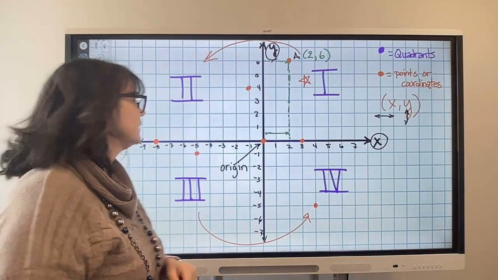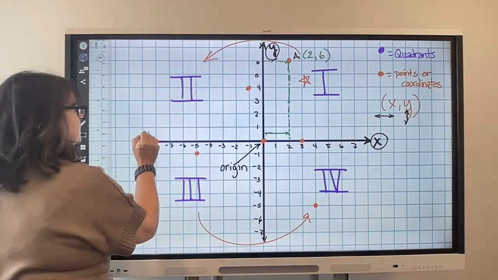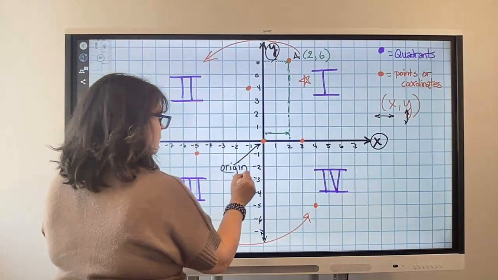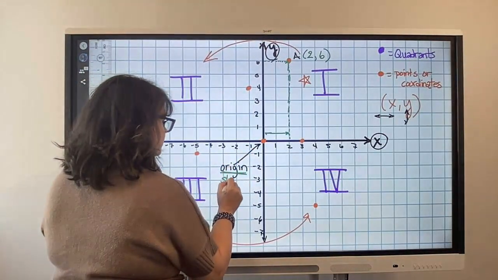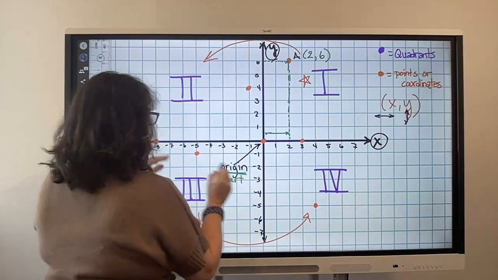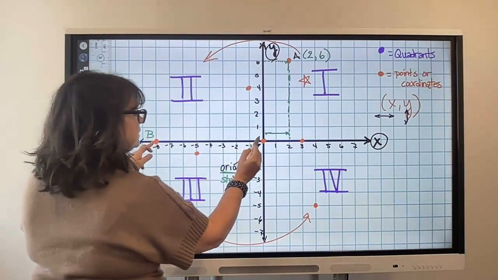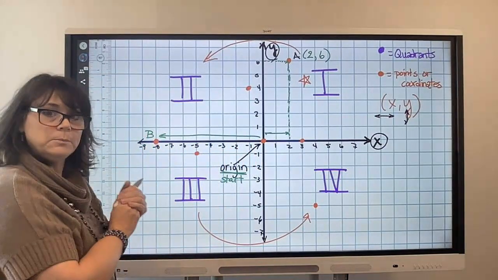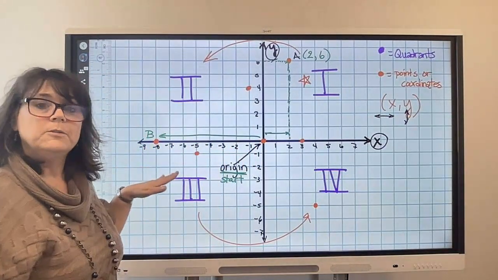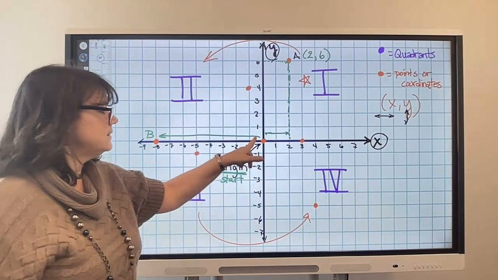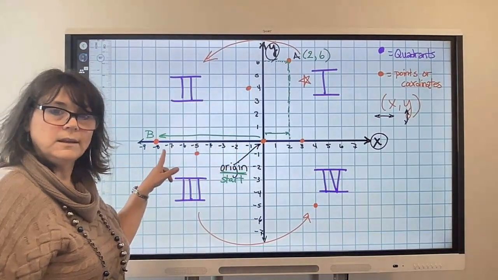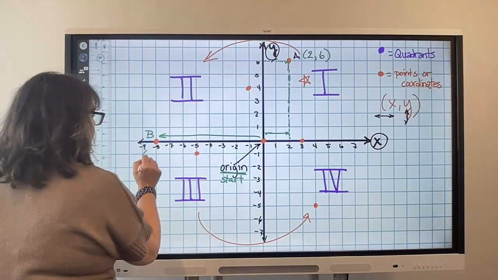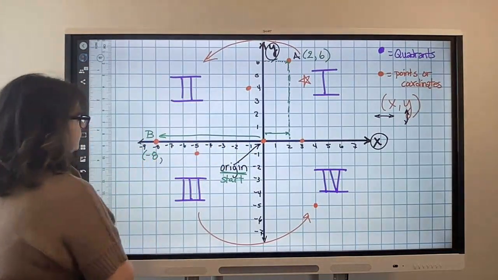Let's try another one. Let's do this point over here. So again, we always start at our origin. This is where we start. Now our point is to the left, so this time we're going to go to the left. How many spaces did we move to the left? Well, notice we moved 8 spaces. Since it's to the left of the origin, that's -8. So we have a -8 for our x value.